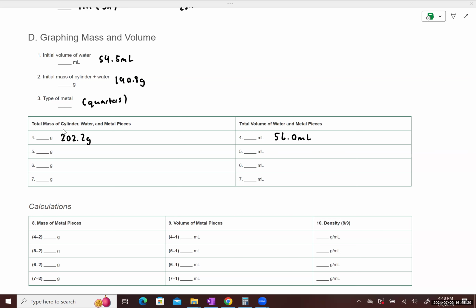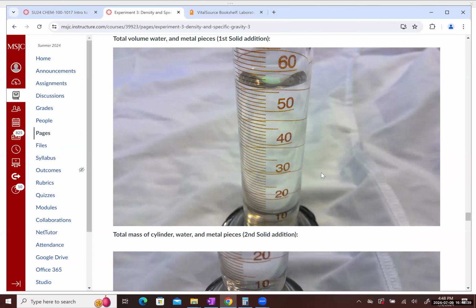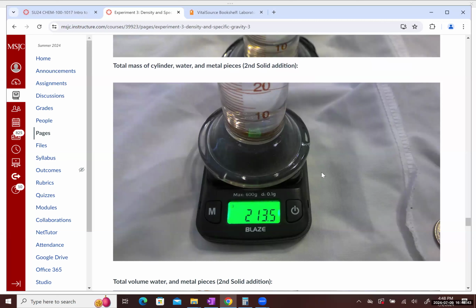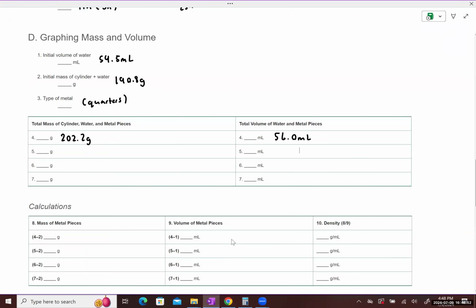Okay, so we finished recording the total mass and volume for the first solid addition. Let's repeat this process. So now we're dealing with the second solid addition, and in this case, we have a total mass of 213.5 grams. So let's write that down.